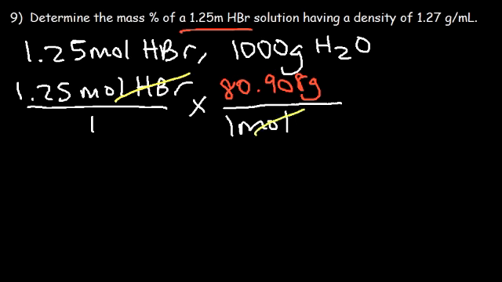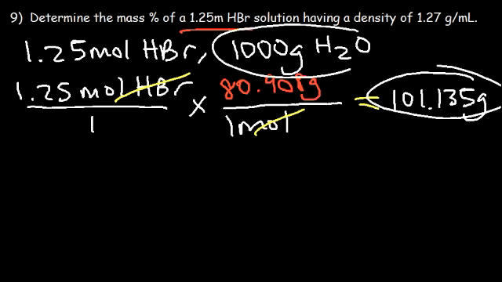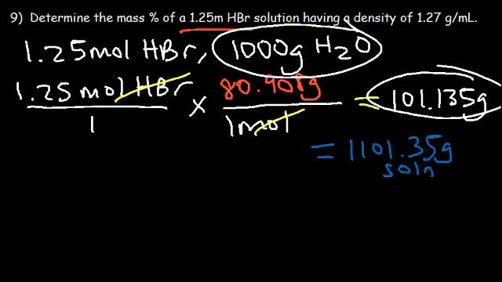So let's multiply these two numbers. So the mass of solute is about 101.135 grams. If we add the mass of the solute and the solvent, we can get the mass of the solution, which is 1,101.35 grams of solution. So now we can calculate the mass percent.